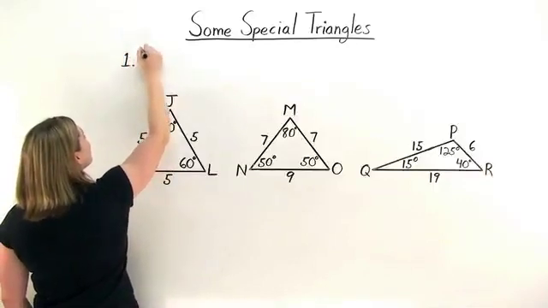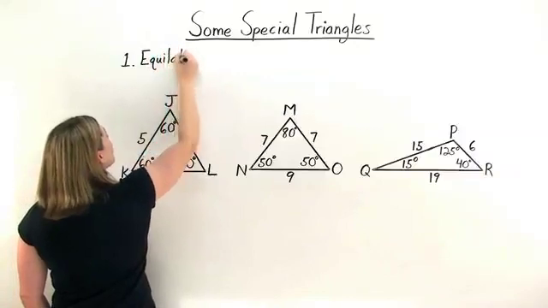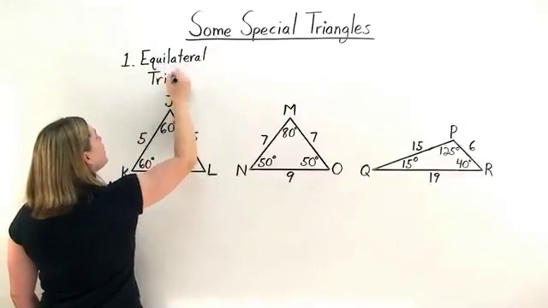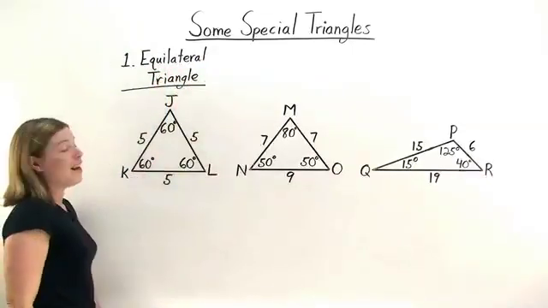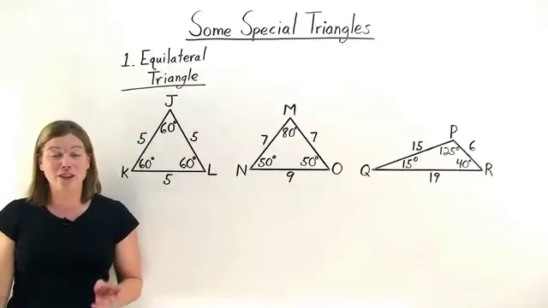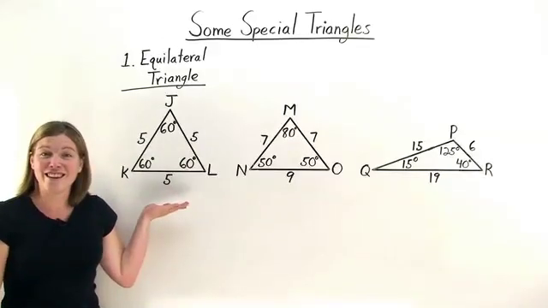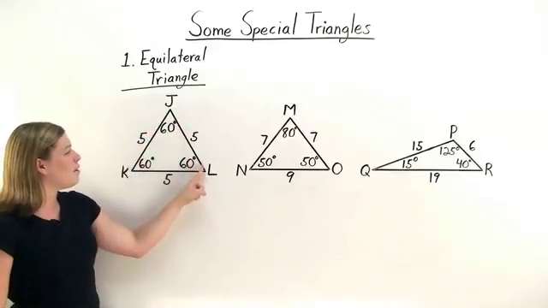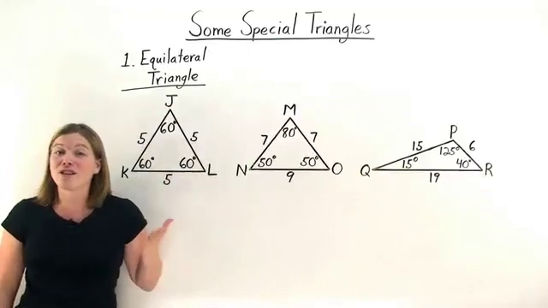If we take a look at this first triangle, this triangle is an equilateral triangle. So let's take a closer look at this triangle and see what it means for a triangle to be an equilateral triangle. Again, here we're classifying triangles by the number of sides that are congruent, the number of sides that measure the same length. Well, take a look at the sides in this triangle. They all measure the same. This side measures 5 units, this side measures 5 units, and this side measures 5 units.